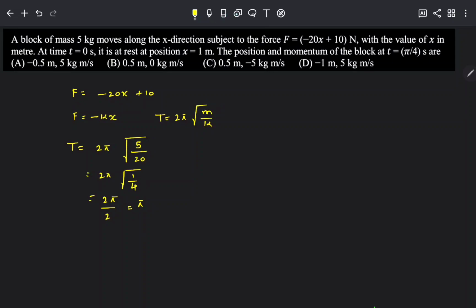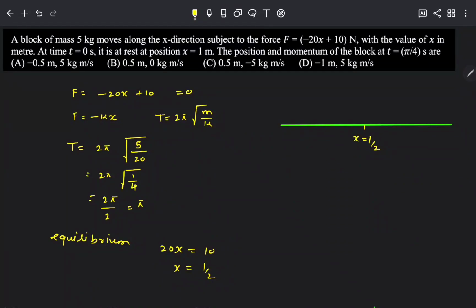Acha, for this particular SHM, let us plot it along the straight line. The equilibrium position, if we try to find, for the equilibrium this force should be equal to 0. Meaning 20x must be equal to 10, means x is equal to half. So at x is equal to half, this SHM will be in equilibrium position.